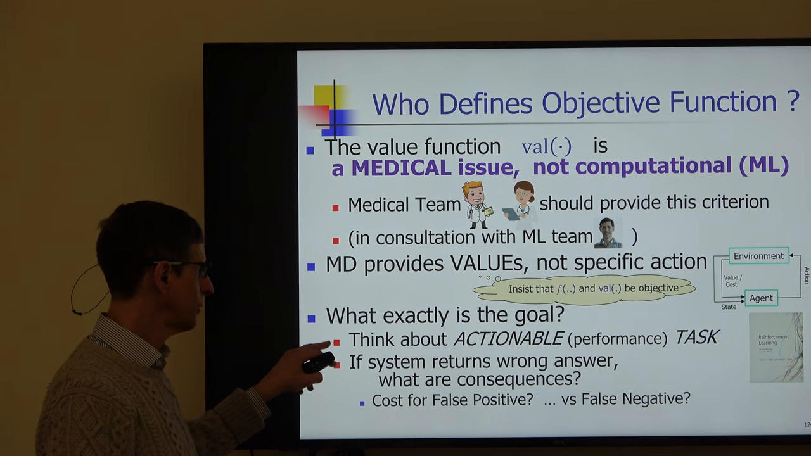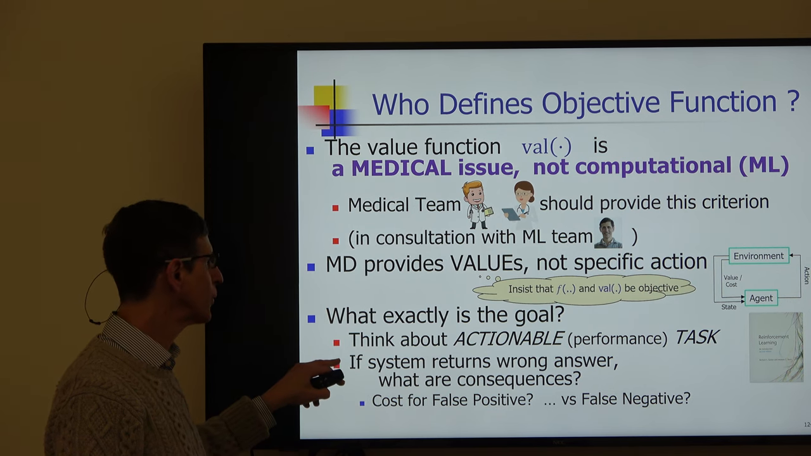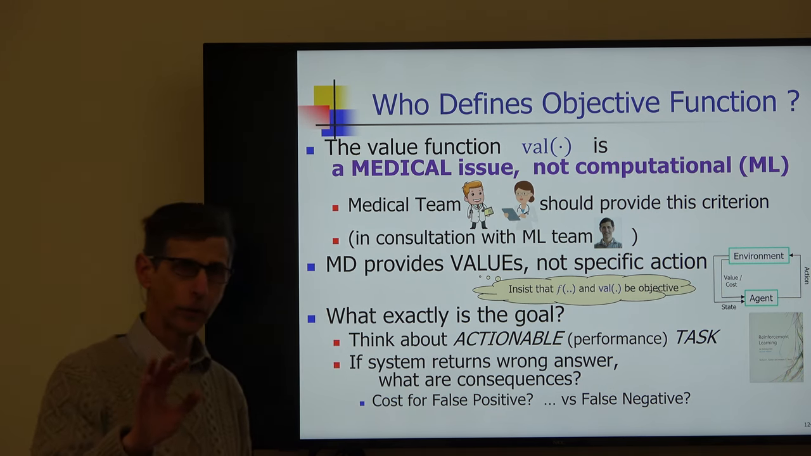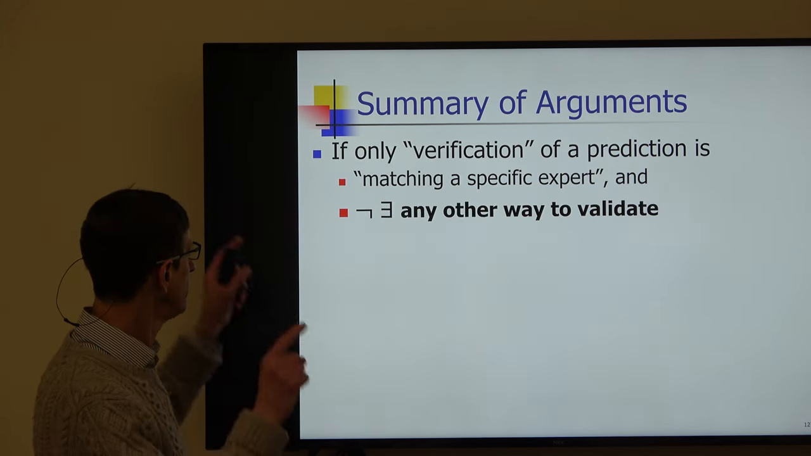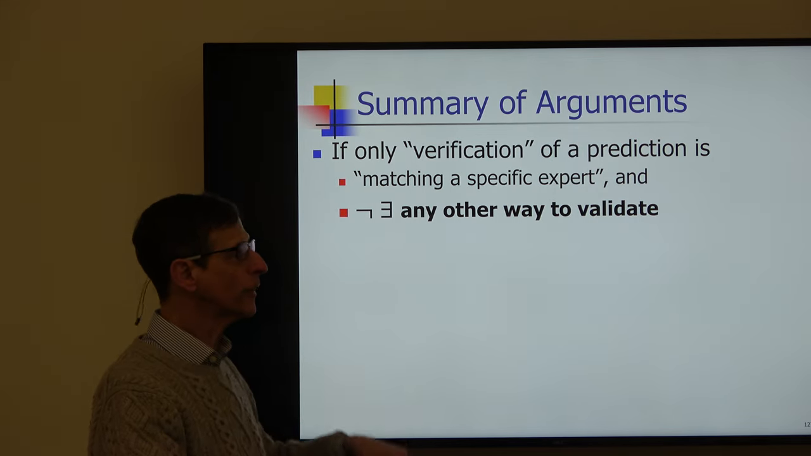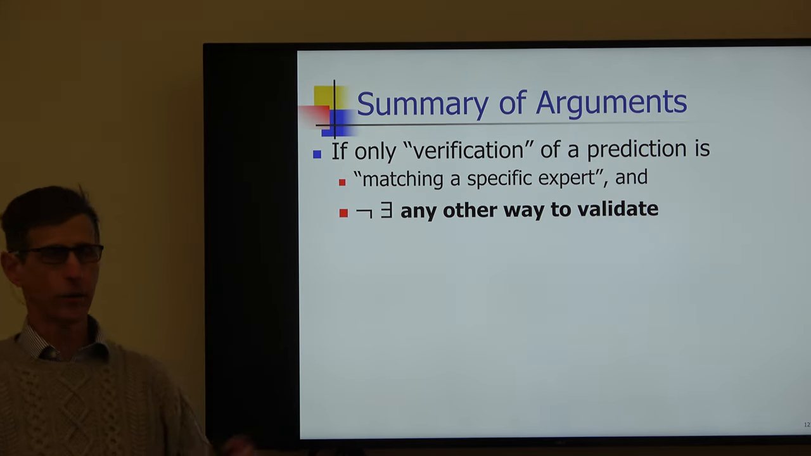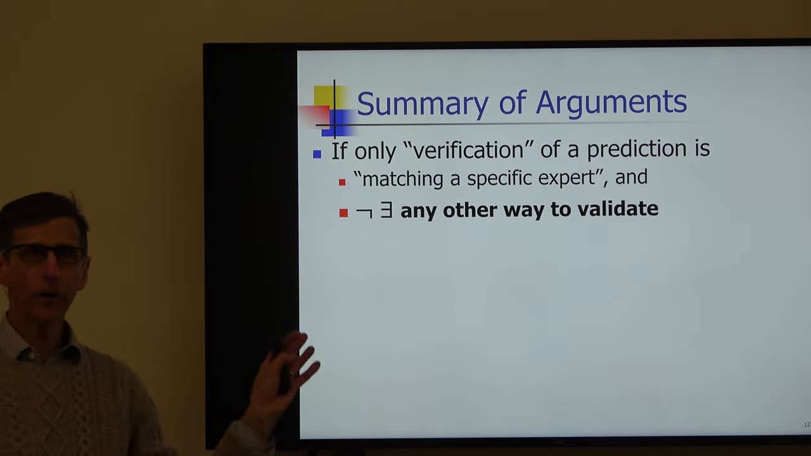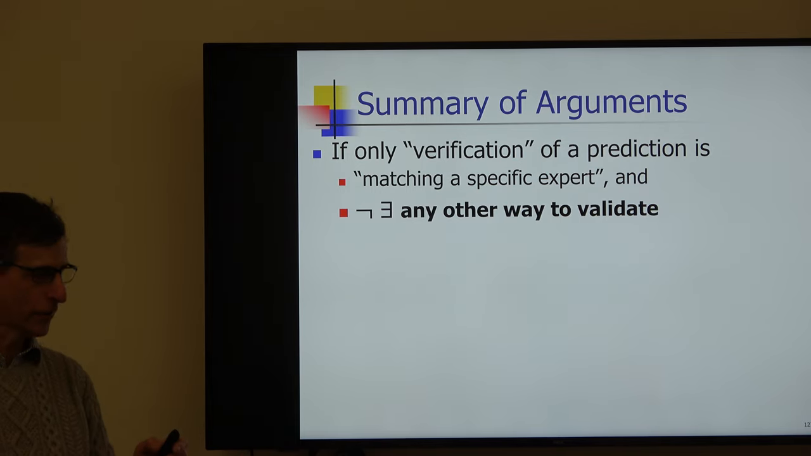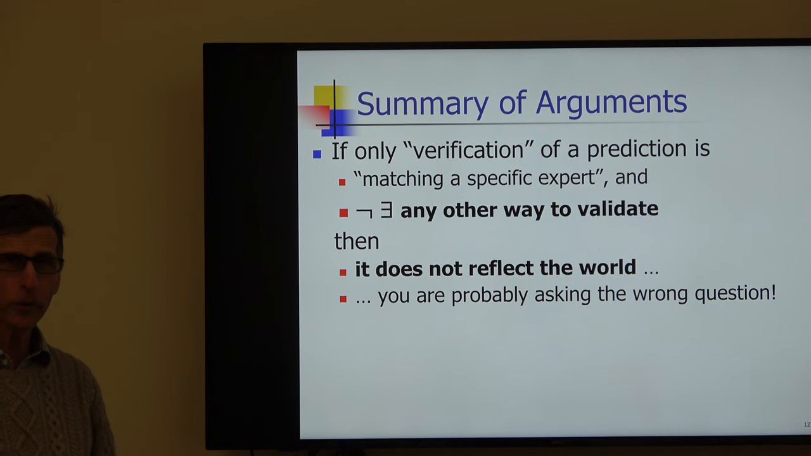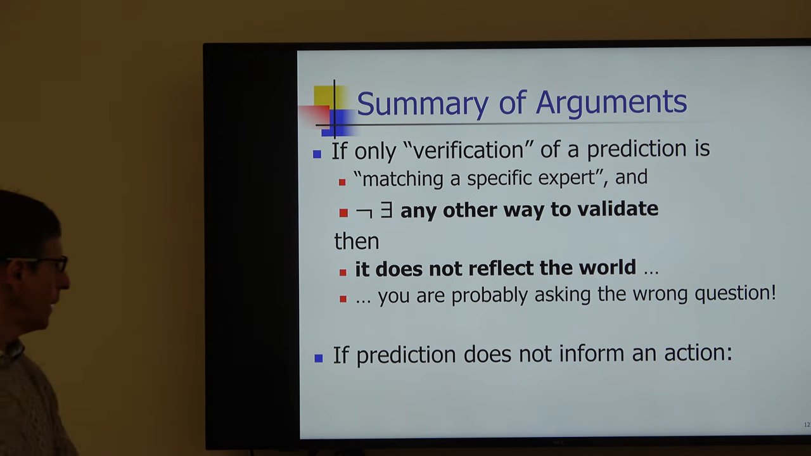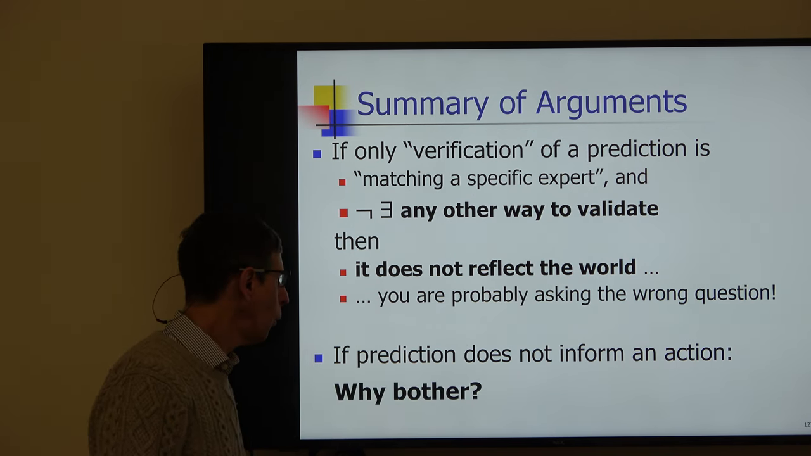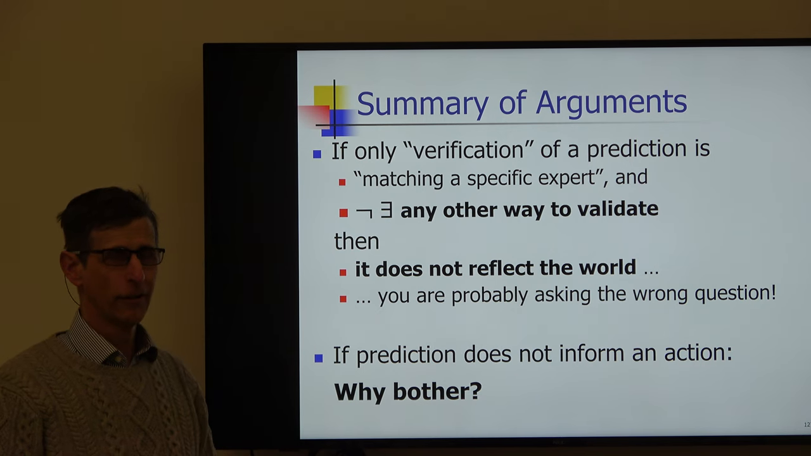Think about actionable tasks. The system chose the wrong answer, what are the consequences? And it becomes very natural and straightforward. Summary of arguments. If the only verification of prediction is he said so or she said so, and there's no other way to determine the veracity, it doesn't affect the world. You're probably asking one question. If this prediction doesn't inform an action, why bother? You're not going to do anything with it.